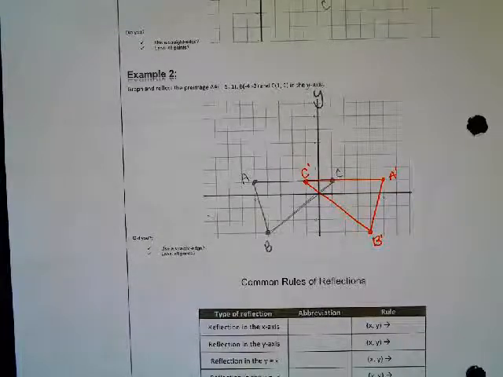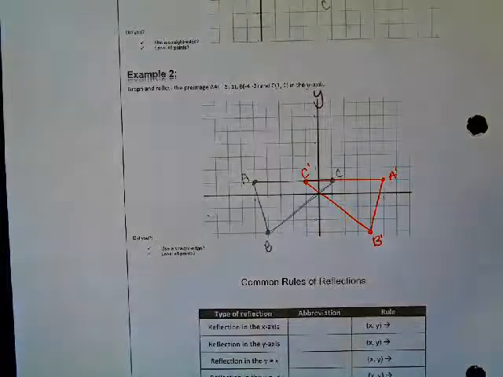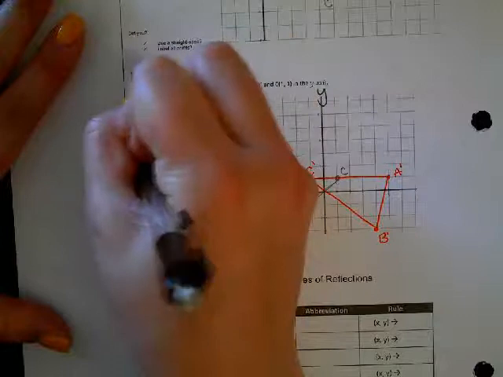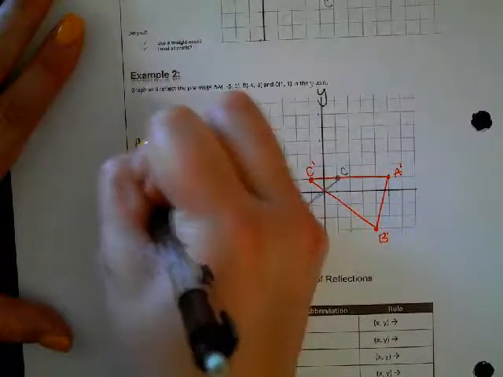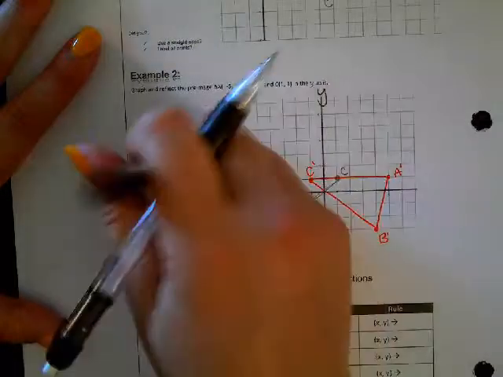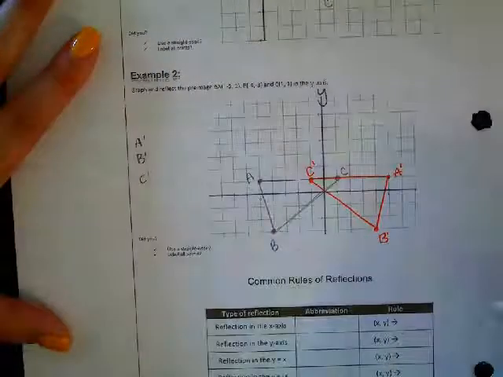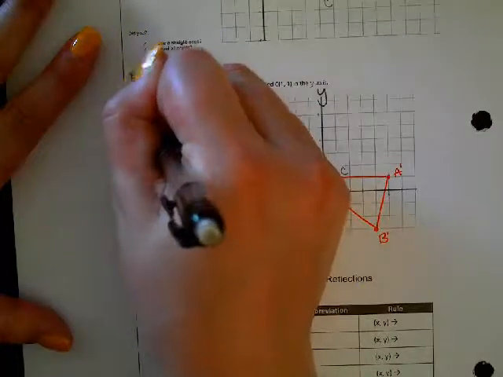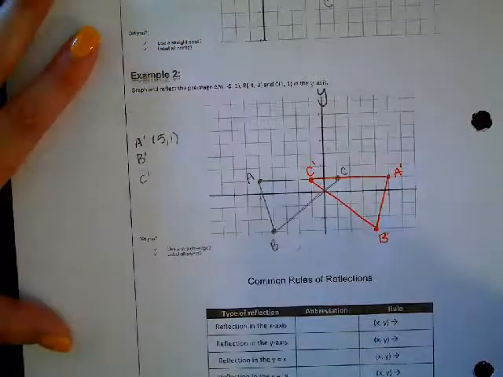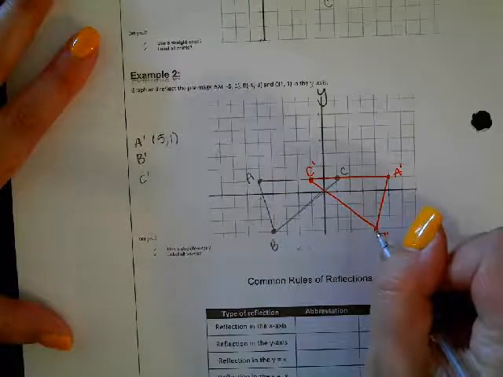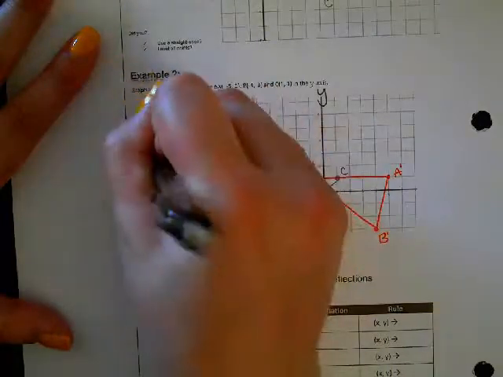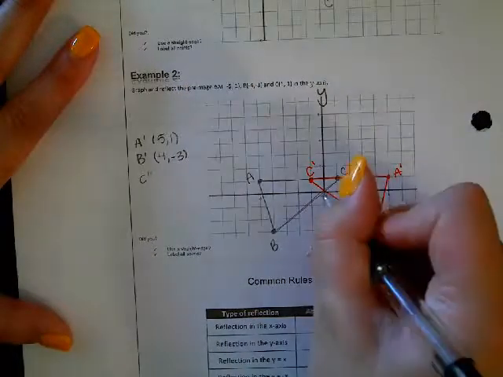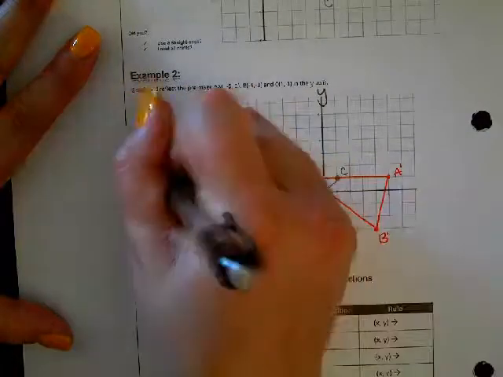Okay, so let's go ahead and write down the coordinates for A prime, B prime, and C prime. Oops, not double prime. Okay, so A prime is right 5 up 1. B prime is right 4 down 3. And C prime is left 1 up 1.